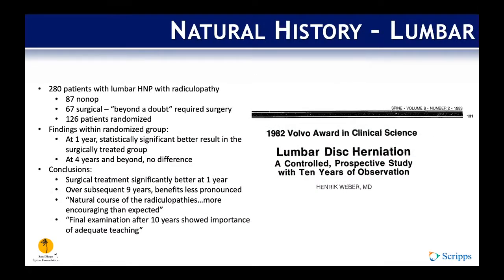And similar for the natural history of lumbar disc herniation, this is kind of a landmark paper, Dr. Weber's paper, looking at 126 patients in a cohort that was randomized, comparing their outcome between surgical and non-surgical intervention. In terms of the natural history, he commented on the fact that the natural course of the radiculopathies is more encouraging than expected. And finally, at 4 years and beyond, there was no difference between the surgical and the non-surgical group.